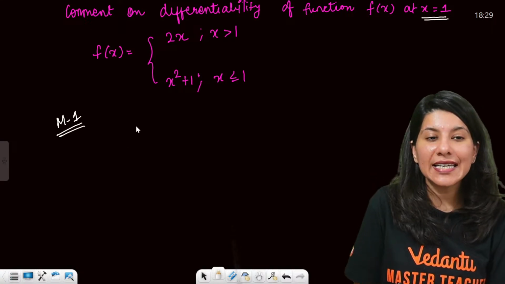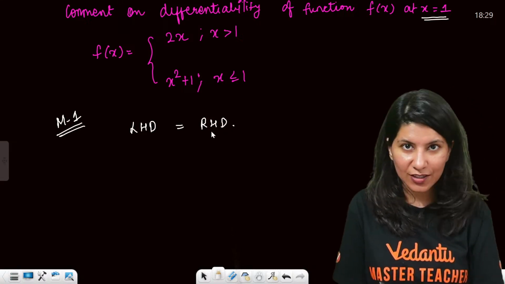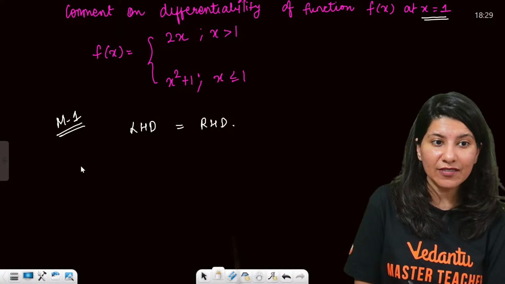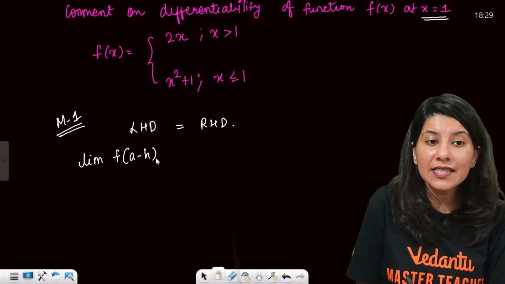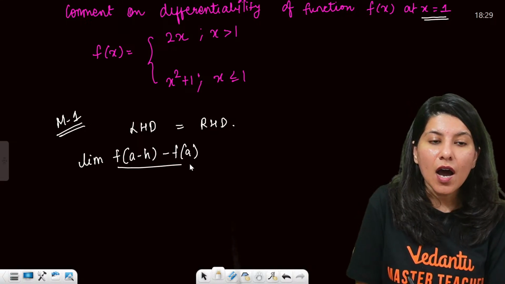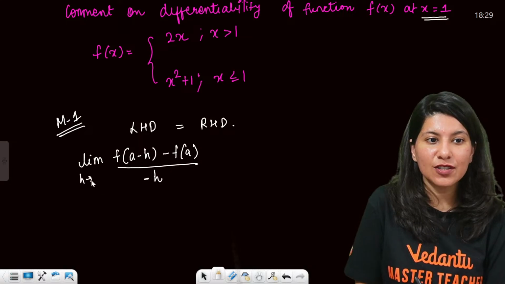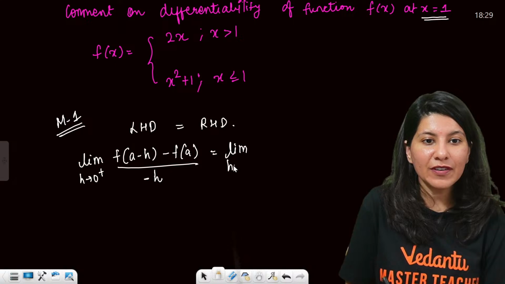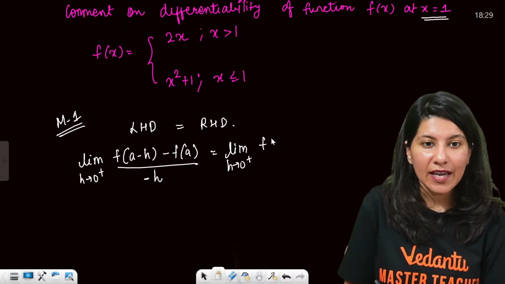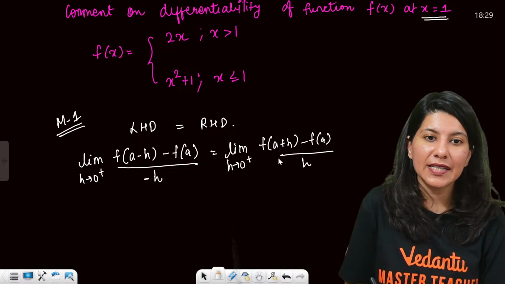Method number 1 is left hand derivative of this function equals right hand derivative. Do you guys remember the formula? Left hand derivative is the limit of f of a minus h minus f of a upon minus h, where h is tending towards 0 plus. What is the right hand derivative? Limit h tends to 0 plus, f of a plus h minus f of a upon plus h.